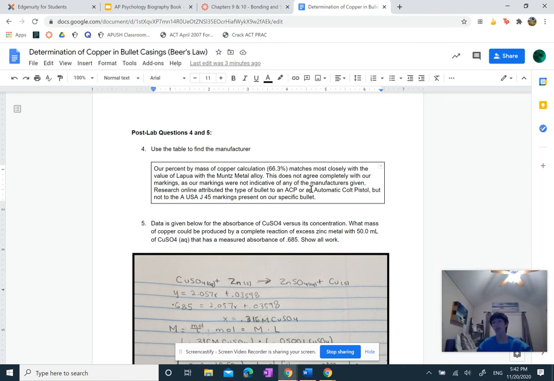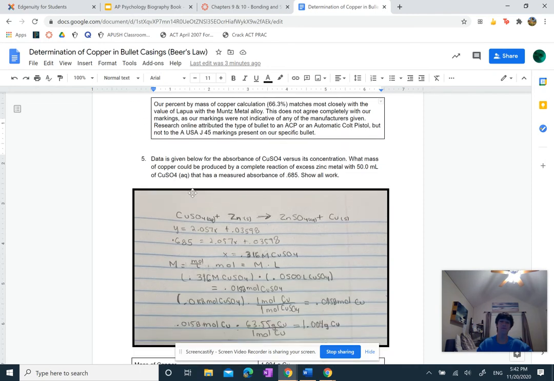But this does not agree completely with our markings, as our markings were not indicative of any of the manufacturers given. Research online that I conducted for a while showed that the bullet should belong to an ACP, or an automatic Colt pistol, which is not what the head stamp measured or showed. So this did not really corroborate our data. And the AUSA J45 markings were not present in the rest of the table on the lab as well.